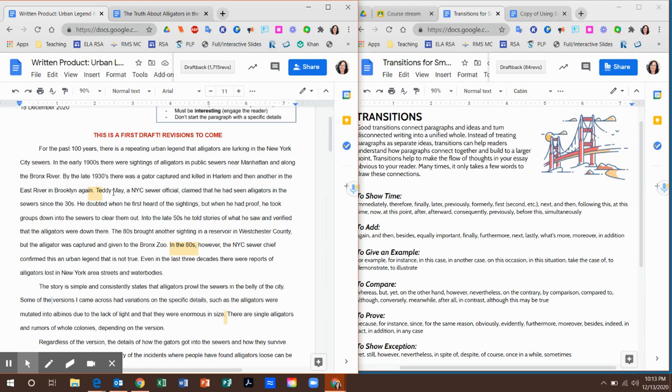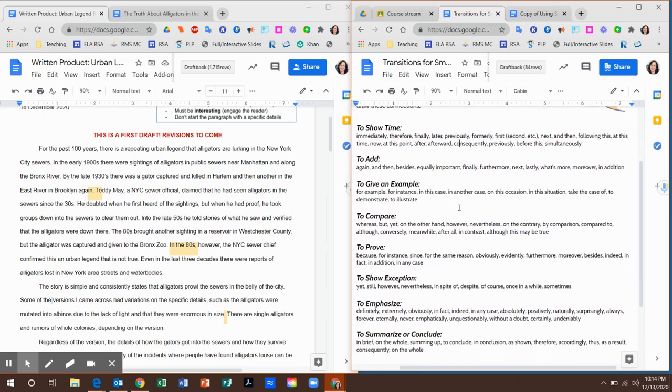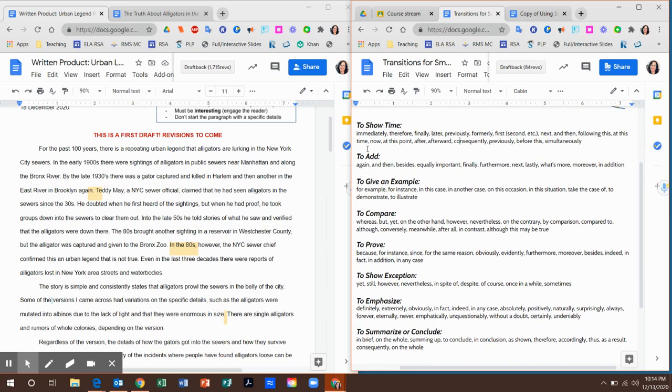But here's the jump. Teddy May, a New York City sewer official, claimed that he had seen alligators in the sewers since the 30s. So there's the reference to the 30s here, but I just jump from the alligators being captured in the 30s, those two examples, right into, hey, Teddy May, right? That doesn't feel very smooth to me. So I think what I'm trying to do is connect those two ideas. And so if I try to use the categories here to help me, what am I trying to do, other than connecting the ideas? What's my purpose in that connection?